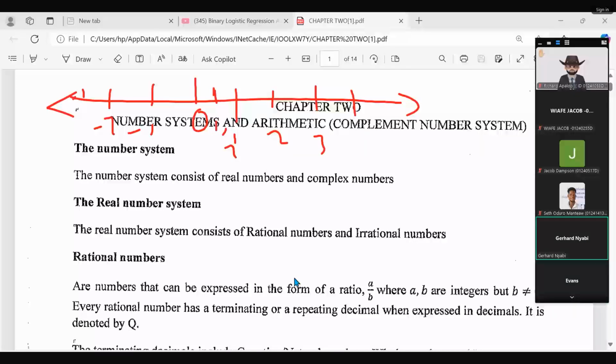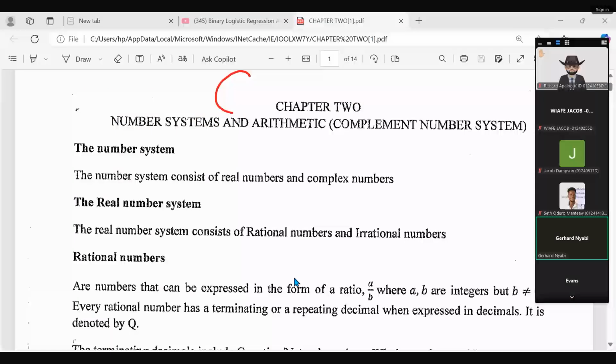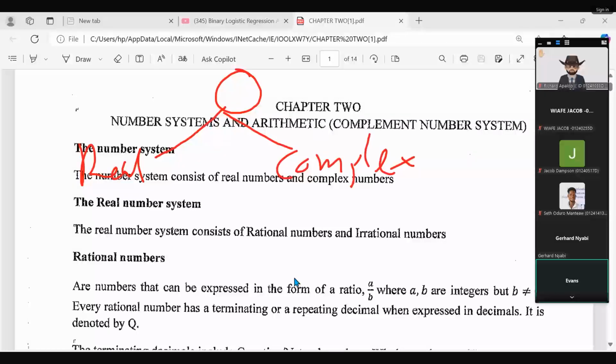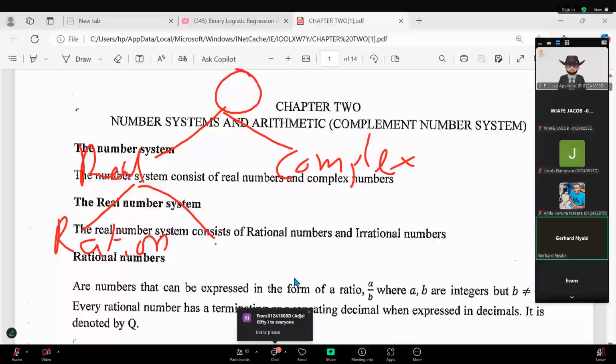So I'm going to do a top-down approach. You have numbers here. Under the numbers, we have real numbers and complex numbers. Under the real numbers, we have rational numbers and we have irrational numbers.